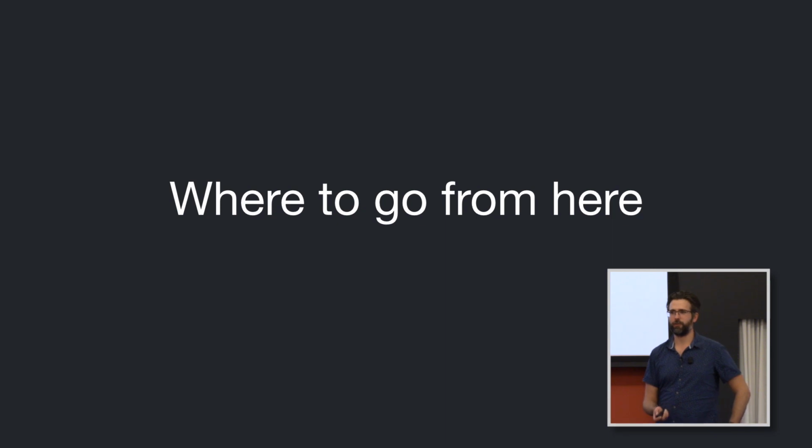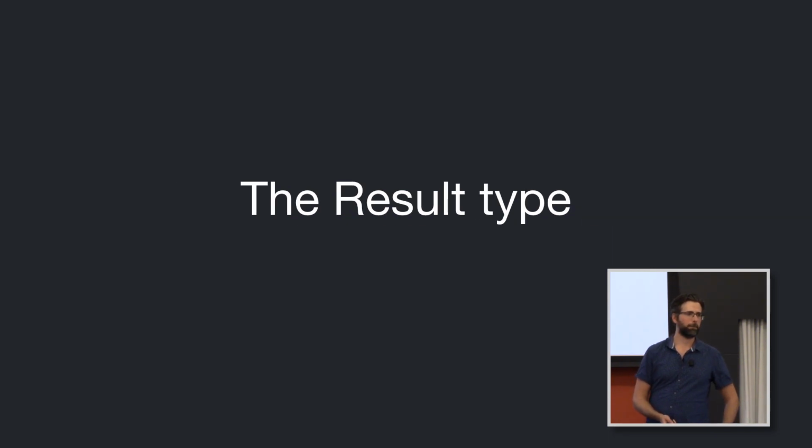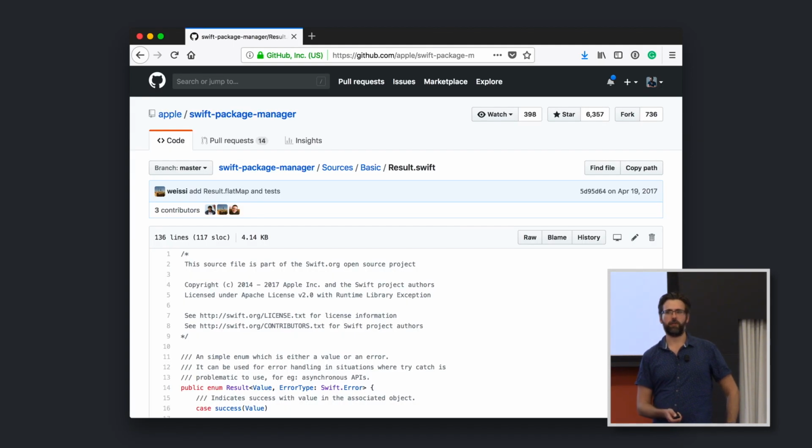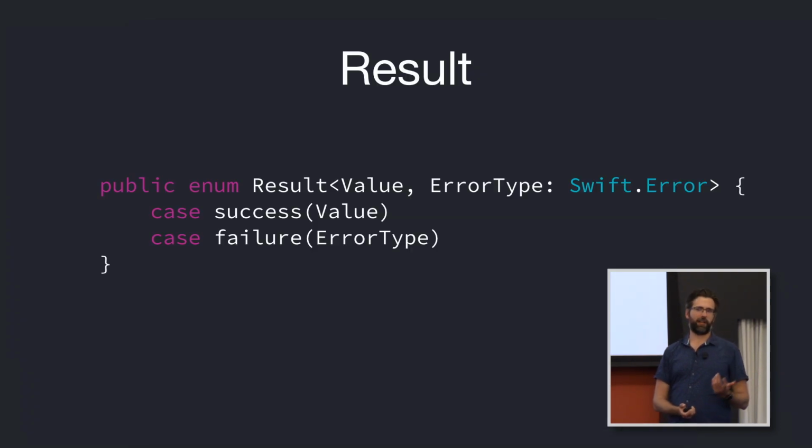There's one more enum I want you to look at, which is the result type. I like the result type a lot. Apple actually released one in their Swift package manager, so this could be like the official one that they've created. And result is a lot like optional, but instead of it being a value and nil, it has a value and an error, which is very useful for asynchronous programming, which is a whole other talk, maybe next time.